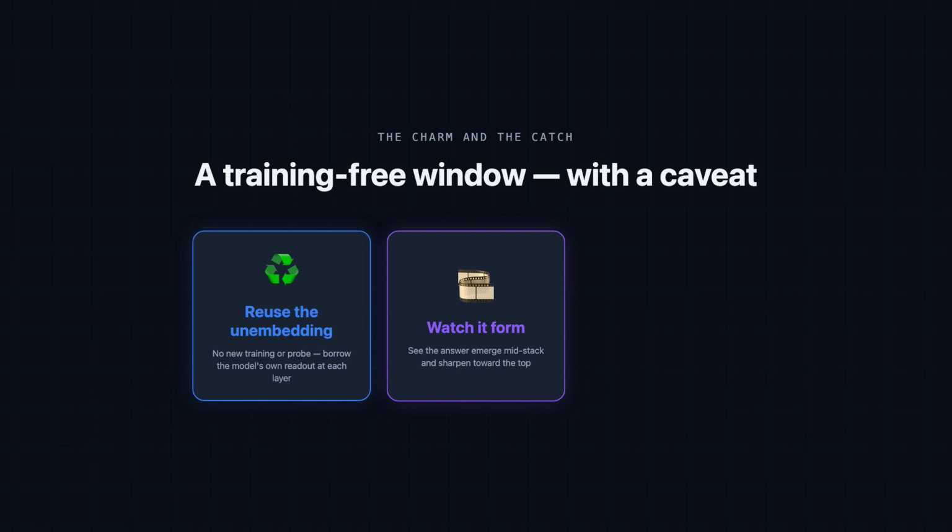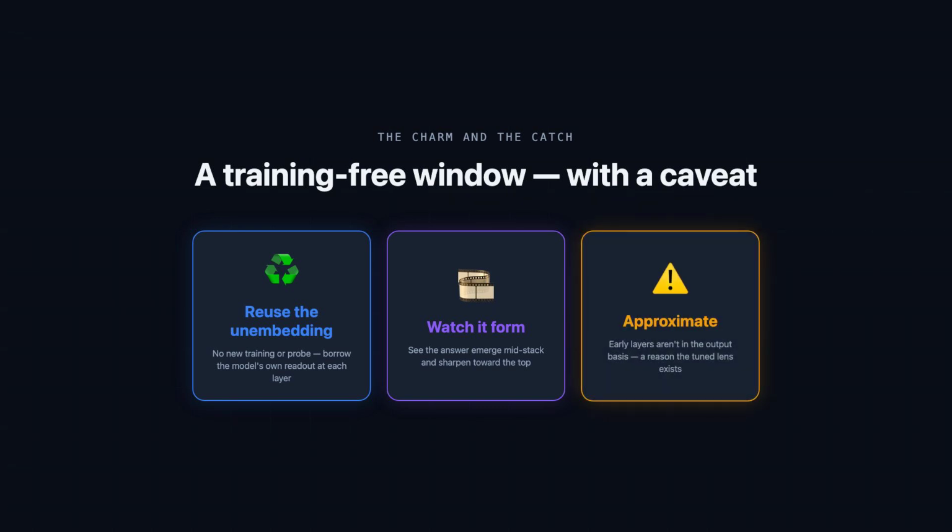It lets you watch the answer form. You get to see a prediction emerge in the middle and get refined toward the top, which is a genuinely intuitive picture of what the layers are doing. But treat the results as approximate. The early layers are not really living in the same output basis the unembedding expects, so the readouts down there can genuinely mislead you, which is exactly why richer variants like the tuned lens were later built to correct for it.